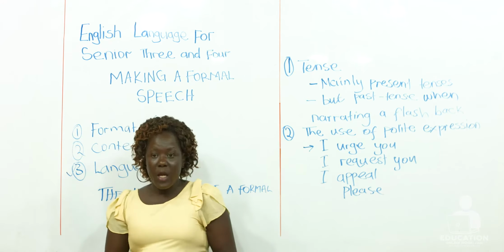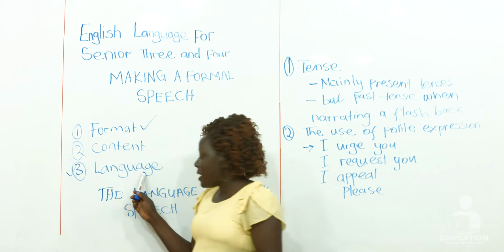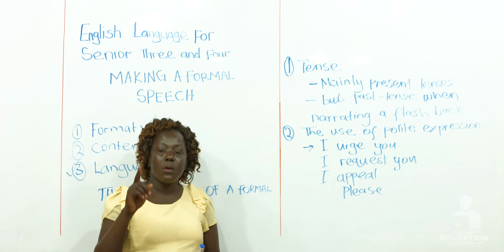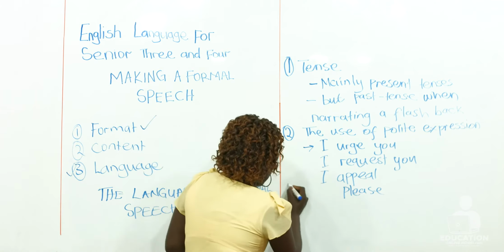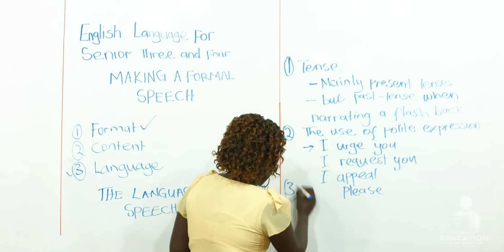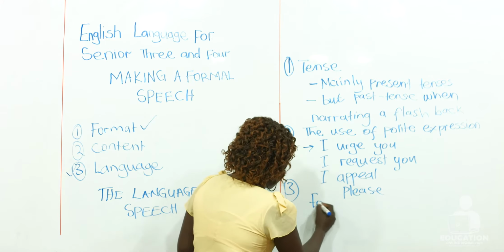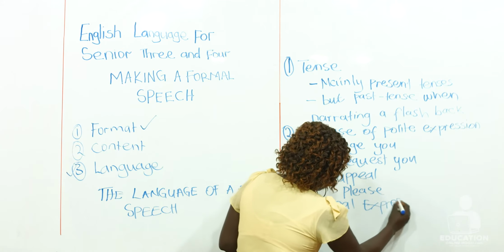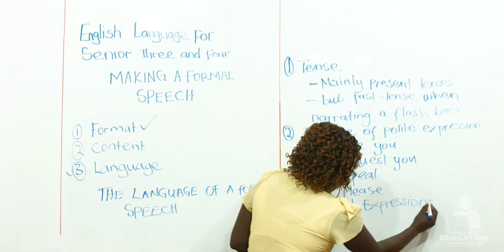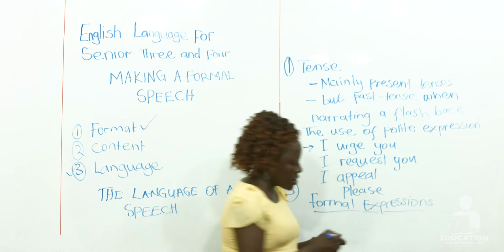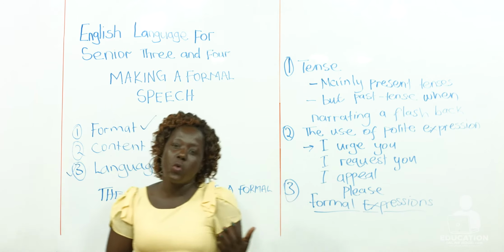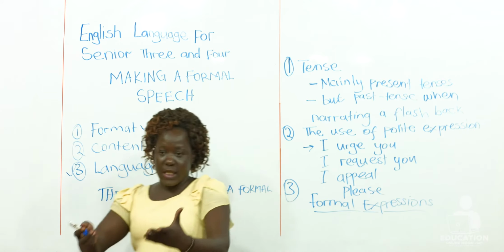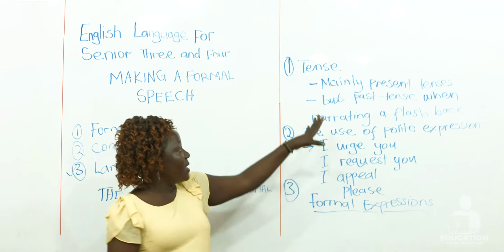That is number 2. Then let us see number 3 under language of a formal speech. We have what we call formal expression. Number 2 was polite expression. Now we're talking about formal expression. Now, what are these formal expressions? Here, we are referring to words like ladies and gentlemen. We are referring to formal greeting instead of using informal words.